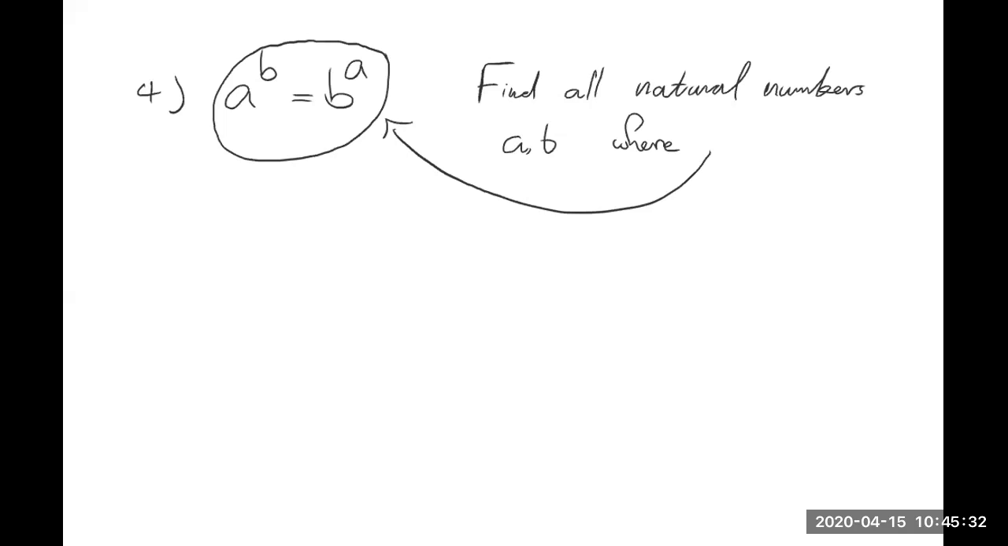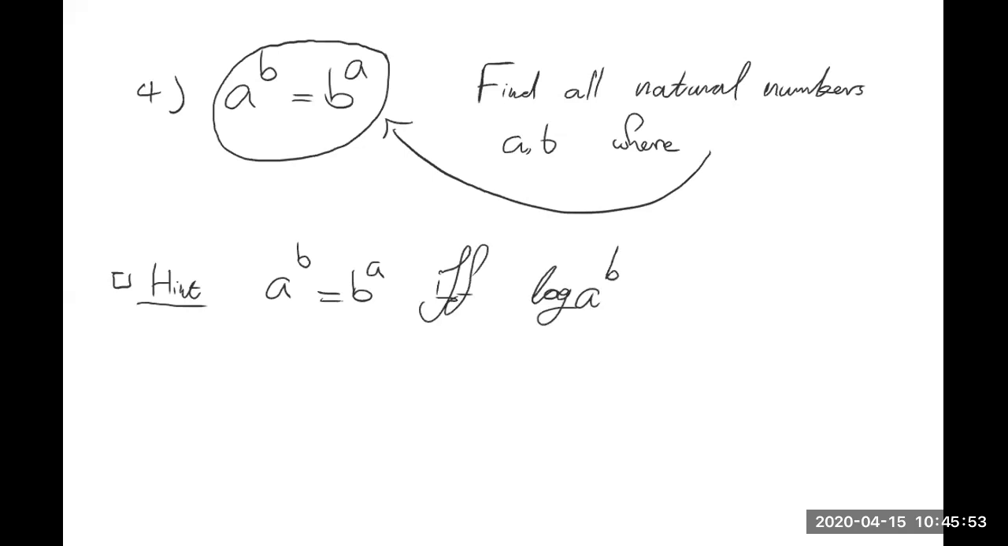So let me just give you a hint. Since these are natural numbers, a and b, both sides of the equation are positive. So they are equal if and only if their logs are equal. Take that as a hint to see if it helps.